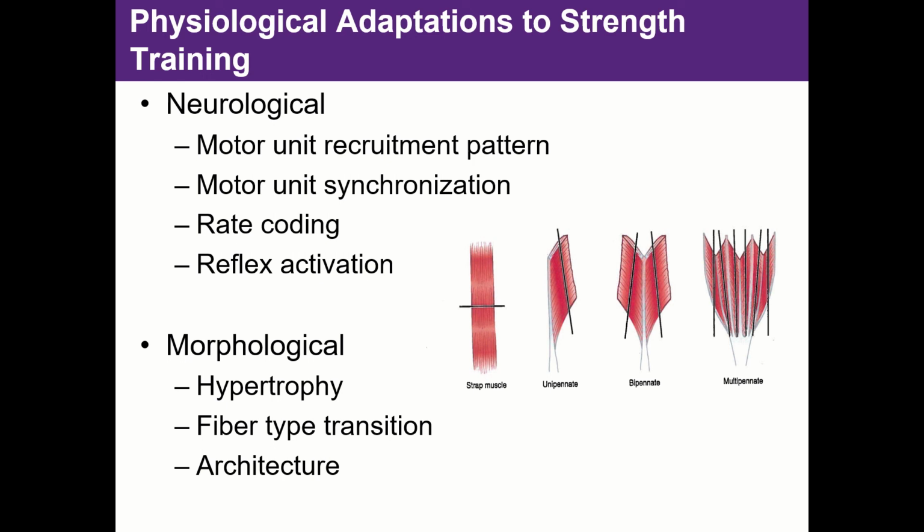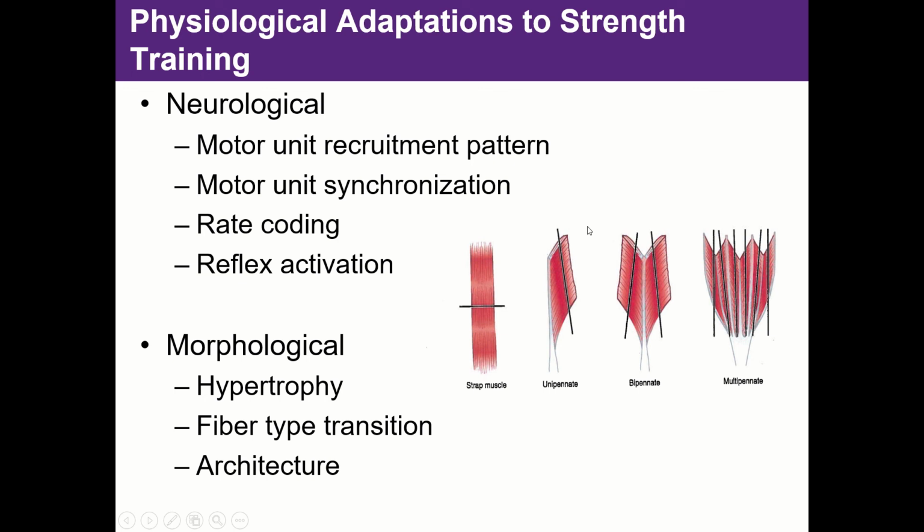And then fiber architecture, it's just the way the muscle is laid out. So these are the basic architectural alignments. You've got your strap muscle. Unipinnate is where you've got a tendon here and then muscle fibers just off to one side. Bipinnate, muscle fibers off to either side. And then multipinnate, like you see in the deltoid muscle, where you have multiple tendons that merge into one, and then fibers coming off of each of those tendons.